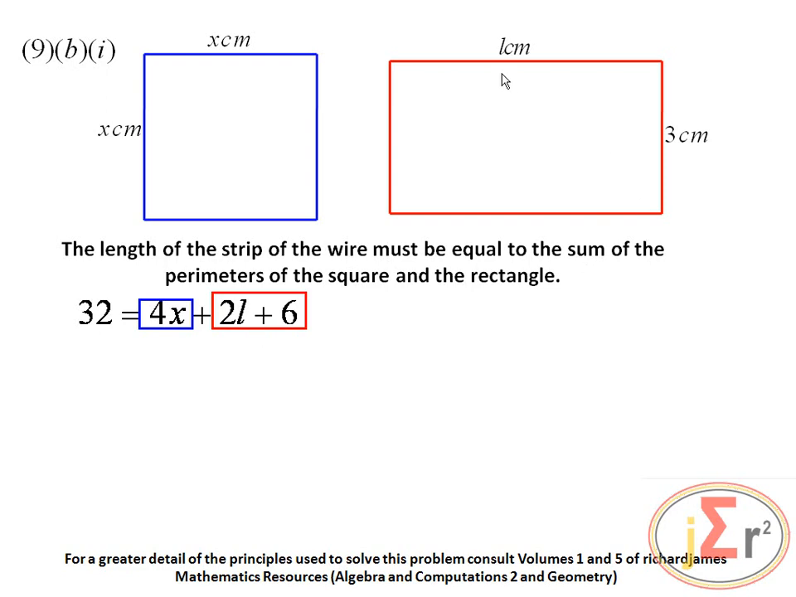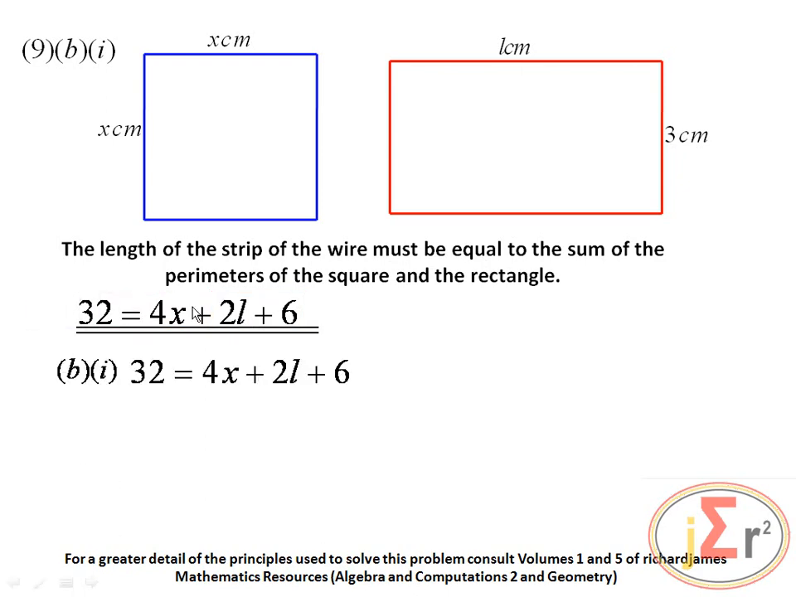Of course, the rectangle has 2 pairs of equal sides. So we have L here and L down here also. So that will be L plus L, 2L. And of course, we have 3 on this side and also 3 on this side. So we have 6. So we have L plus L plus 3 plus 3, and that will be the perimeter of the rectangle. And it is going to be simplified as 2L plus 6.